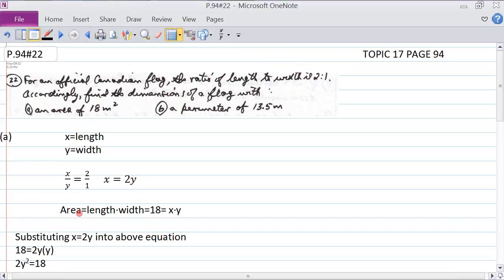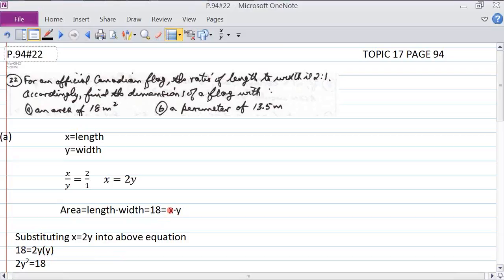Now the area is equal to the length times the width, which is equal to 18, which we have here. So we have 18 equals XY. Now 18 equals XY, two unknowns here, but we know we could replace the X with the 2Y here. We can replace this X here with 2Y, and that's what we do here.